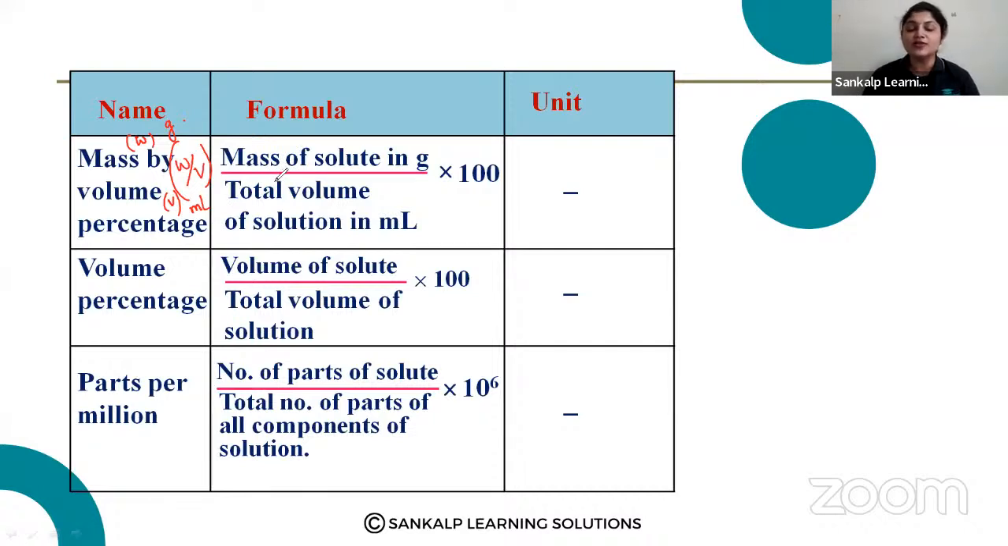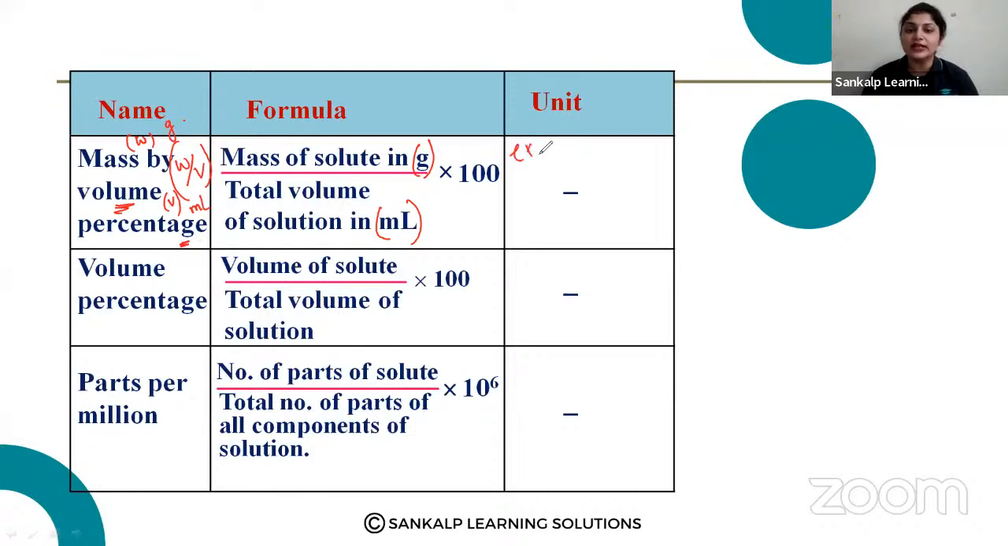So what is the formula for mass by volume percentage? It is the mass of the solute dissolved in 100 ml of the solution. So the mass of the solute is taken in grams, divided by the total volume of solution in ml, because you express it in terms of volume. It is mass by volume. So you multiply into 100. Why are you multiplying by 100? Because this is a percentage.